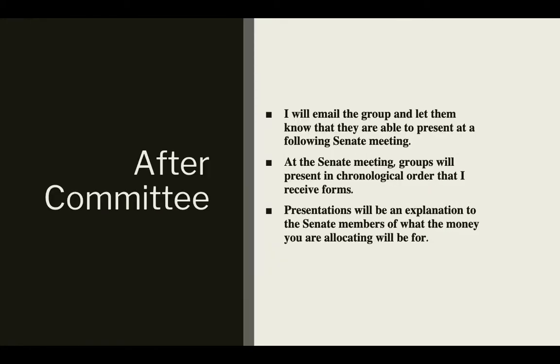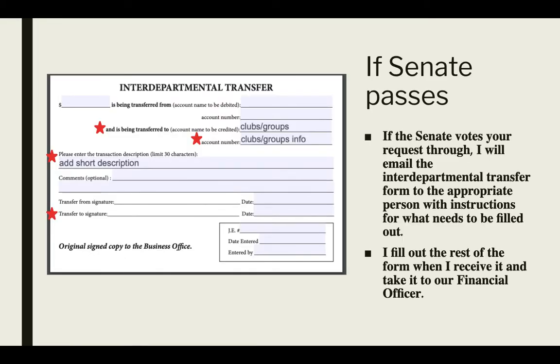If the Senate passes, a majority vote is needed to pass the allocation. So if you receive that majority vote and your allocation is completed, you'll move on to the next step, which is filling out an interdepartmental transfer form. So I will email you this slip for instructions.